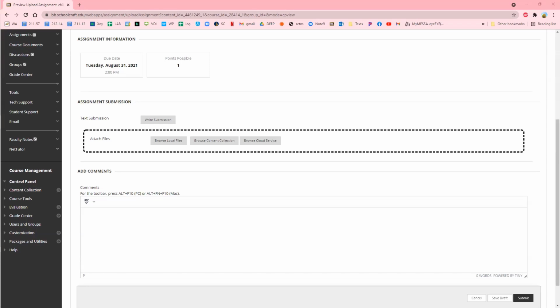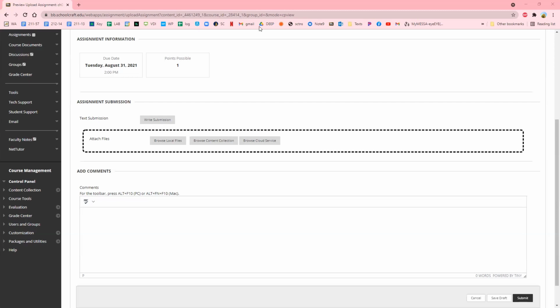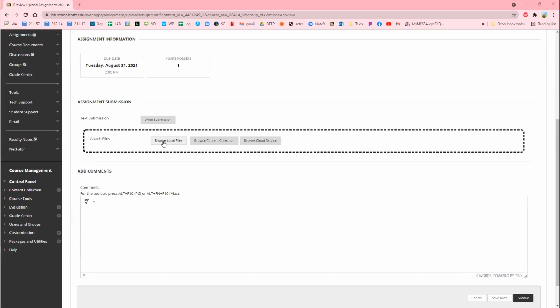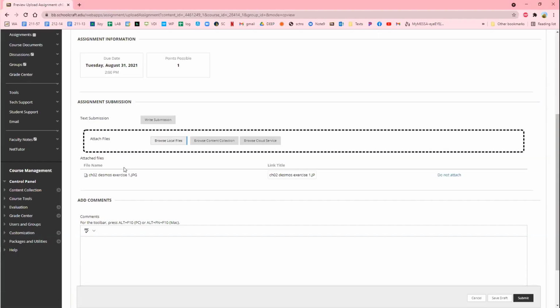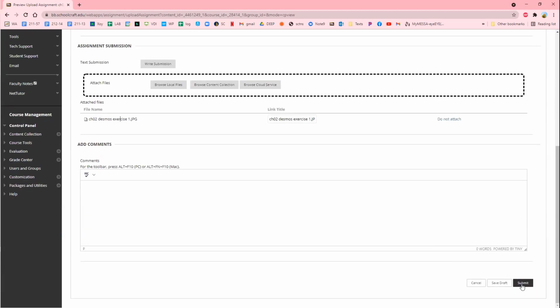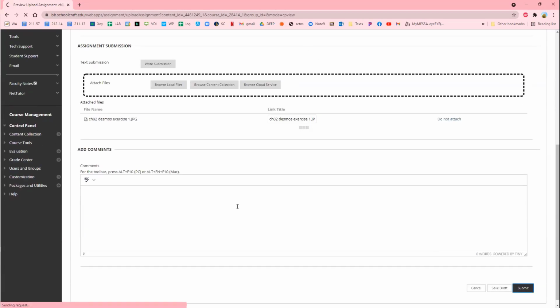I'm going to save as, oh yeah, and it was going to the wrong area. I'm going to save it. Chapter 2, Desmos exercise 1. So there. Anyway, now that I figured out where I put that, again, get to Blackboard and then do browse local files. And there it is, Desmos chapter 2 exercise number 1. And then you can see it's attached right here. And then hit submit. And you're going to be done.